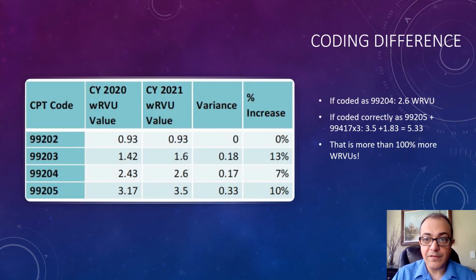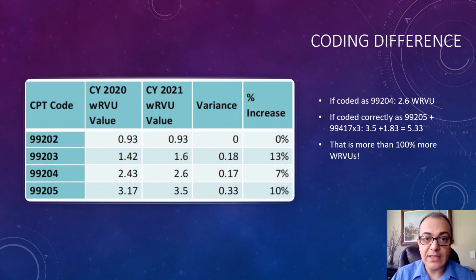So let's see the coding difference. Now, most of us, again, we are in the habit, if we see a patient that is easier for us, we do 99203. If we see a patient that is more complex or difficult, we code 99204. And had he done that, Chris would have obtained 2.6 work RVUs. However, if he codes the case correctly as 99205 plus 99417 times 3, it adds up to 5.33 RVUs. This is more than 100% more in work RVUs.